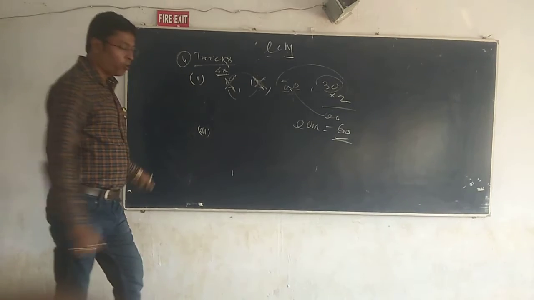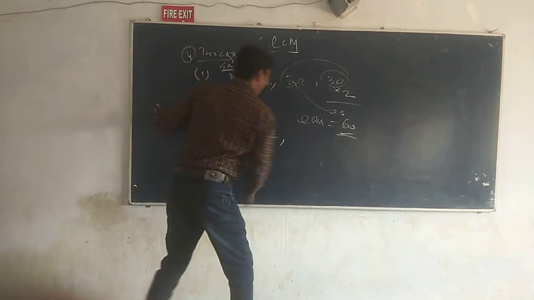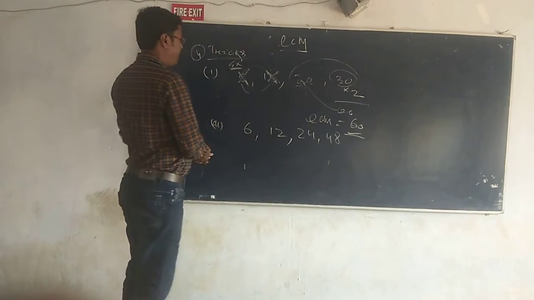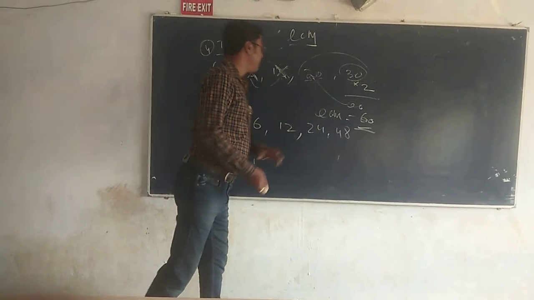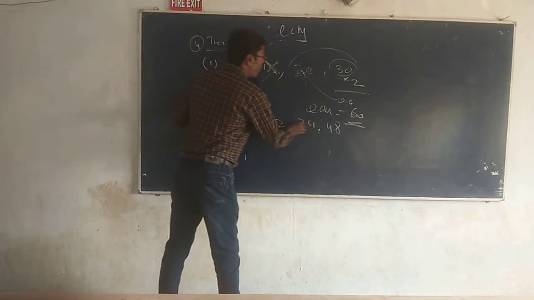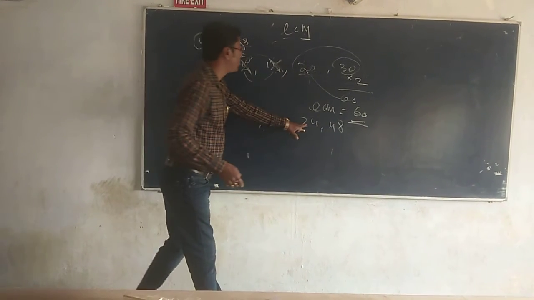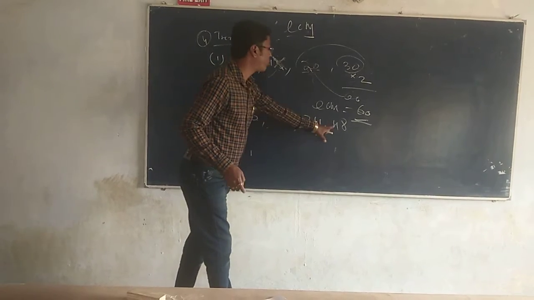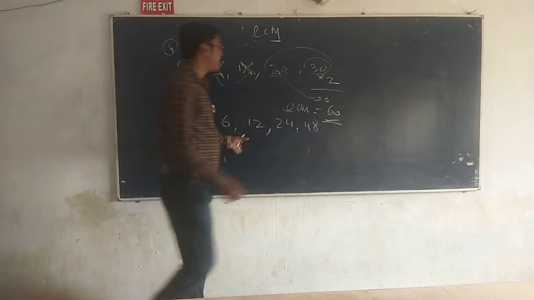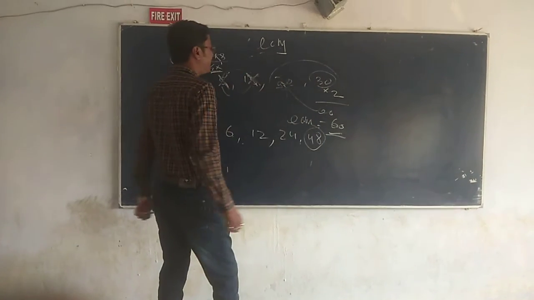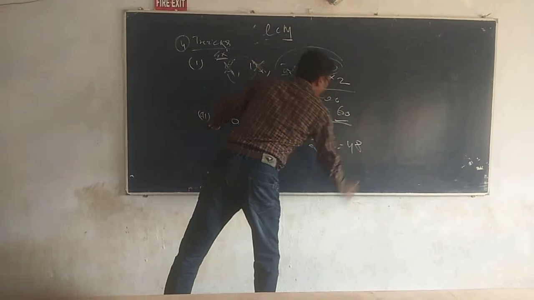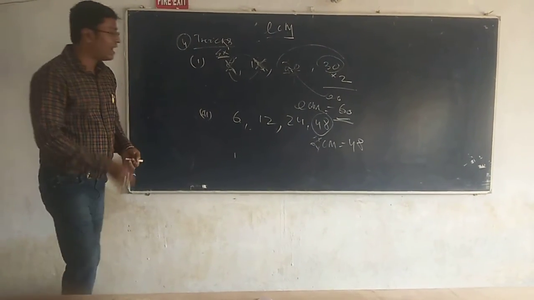Trick number 2. Suppose 6, 12, 24, 48. There are 4 numbers here. You see, all are divisible: 6 into 12, 6 4s are 24, 6 8s are 48. 12 also, 12 2s are 24, 12 4s are 48, 24 2s are 48. So when all are divisible by the other numbers, at that time the highest number we always have to consider as the LCM. So the LCM is 48 here. Right? This is the second trick.